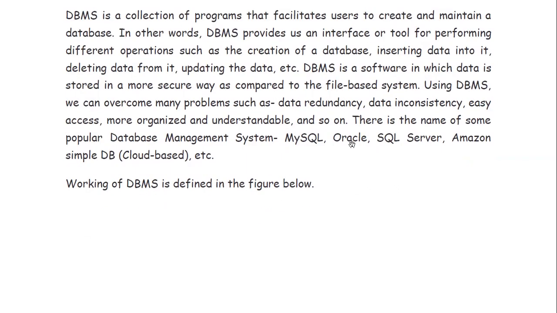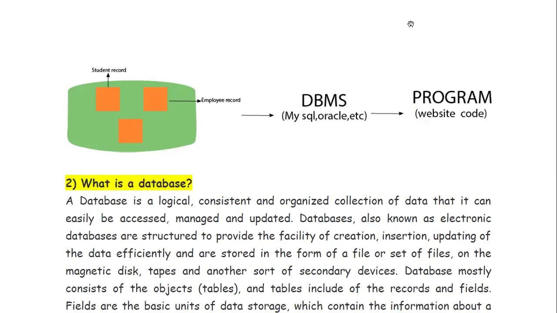Now, the working of DBMS can be defined with this figure. You can see here, this is the database. Suppose we are keeping here student records, employee records. Now, this DBMS works as an interface between this database and the third party. Third party in the sense of those who want to access or have data from that database, like here, website code.